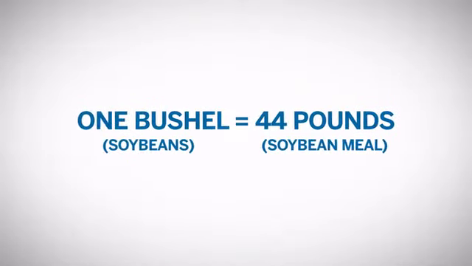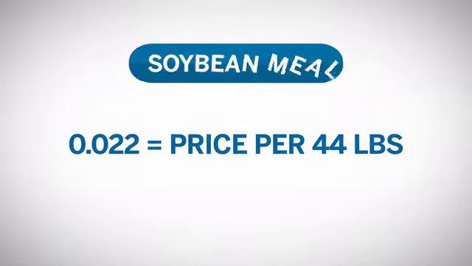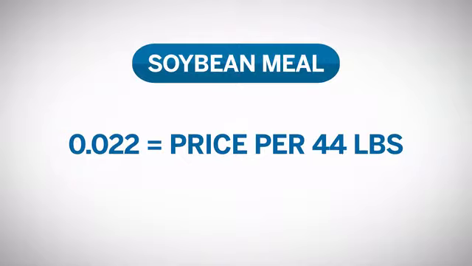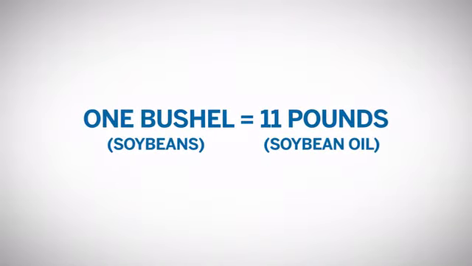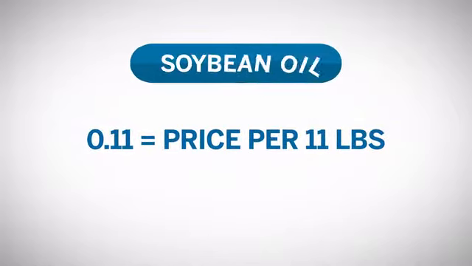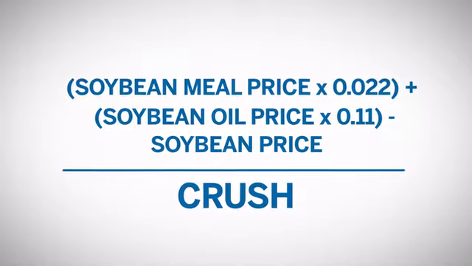A bushel of soybeans produces about 44 pounds of soybean meal. Since soybean meal futures are priced per ton, multiplying the meal price by 0.022 represents the meal price per 44 pounds. That same bushel of soybeans also produces 11 pounds of soybean oil. Since soybean oil futures are priced per pound, multiplying the soybean oil price by 0.11 represents the oil price per 11 pounds. So the new formula to calculate the crush is shown here.